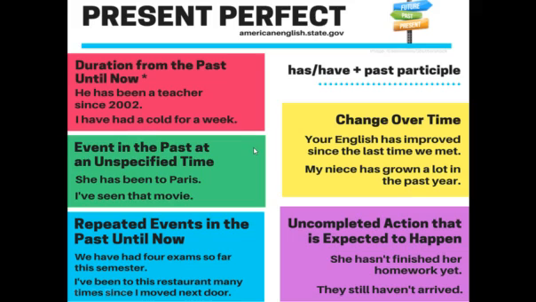We want to use present perfect. We use present perfect if we're talking about, for example, the duration of the action continuing from the past until now. He has been a teacher since 2002. I have had a cold for a week. So the action started in the past and it continues up to the present. He has been a teacher since 2002 and now he's still a teacher. I have had a cold for a week and now she still, for example, has a cold.